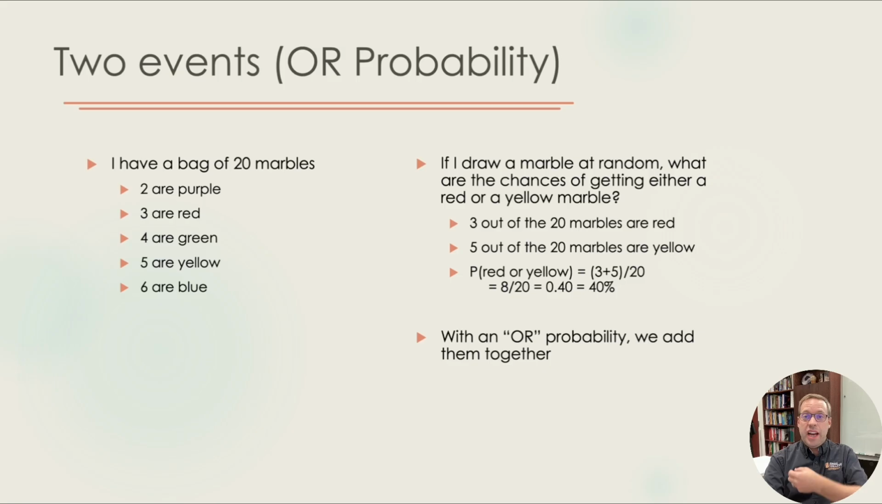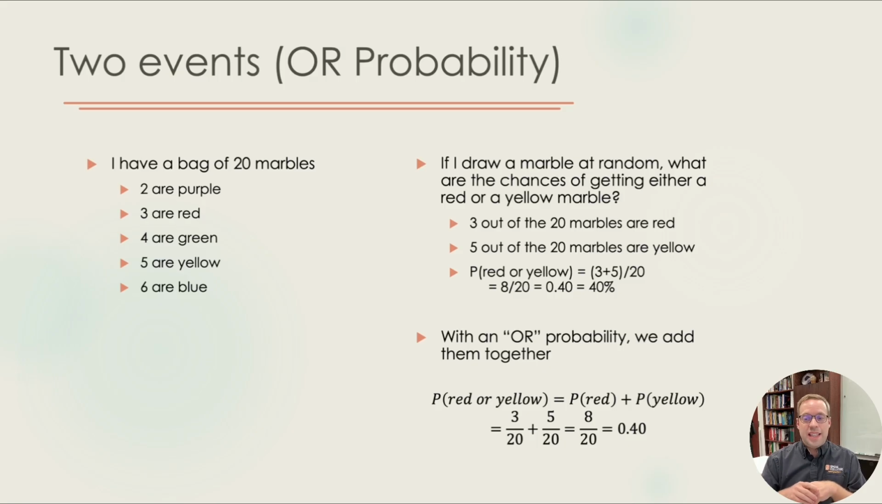If we have the probability of one event or another event, then we just add the probability of the first event to the probability of the second event. In this case, red or yellow. What's the probability of drawing a red plus the probability of drawing a yellow? And you can see that this math is exactly what we just did. We said that the total number of marbles I could pull out are the three reds or the five yellows. 3 plus 5 is 8. So that's how you do an or probability.